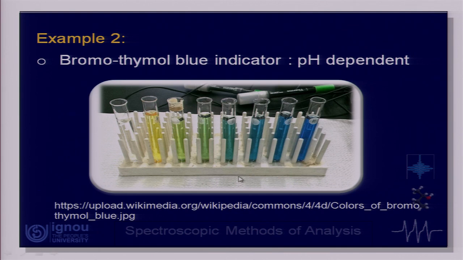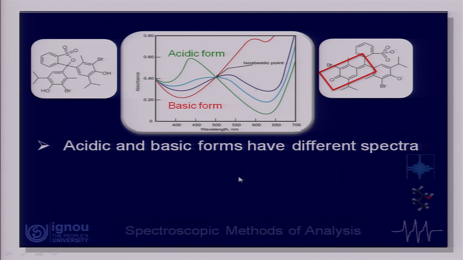Now, let us look at the spectra of bromothymol blue at different pH values. This green spectrum is the spectrum of bromothymol blue in the acidic form of the indicator, and this red spectrum represents the basic form. In this basic form there is a quinoid structure, and because of this quinoid structure there is a large absorption at this particular wavelength. So, the message from this spectrum is that the spectra of the acidic form and the basic form are glaringly different from each other.